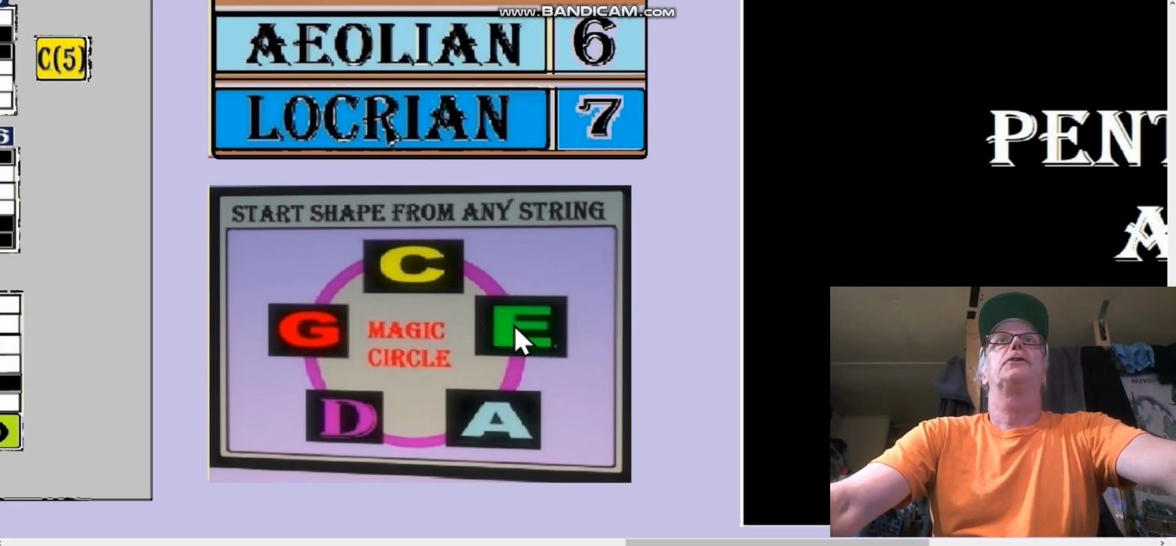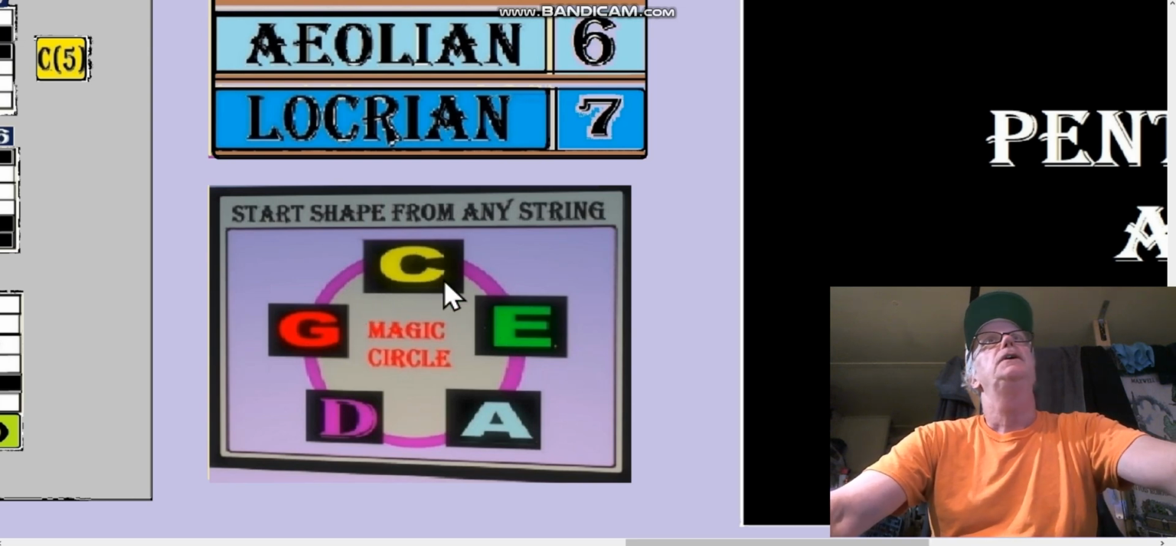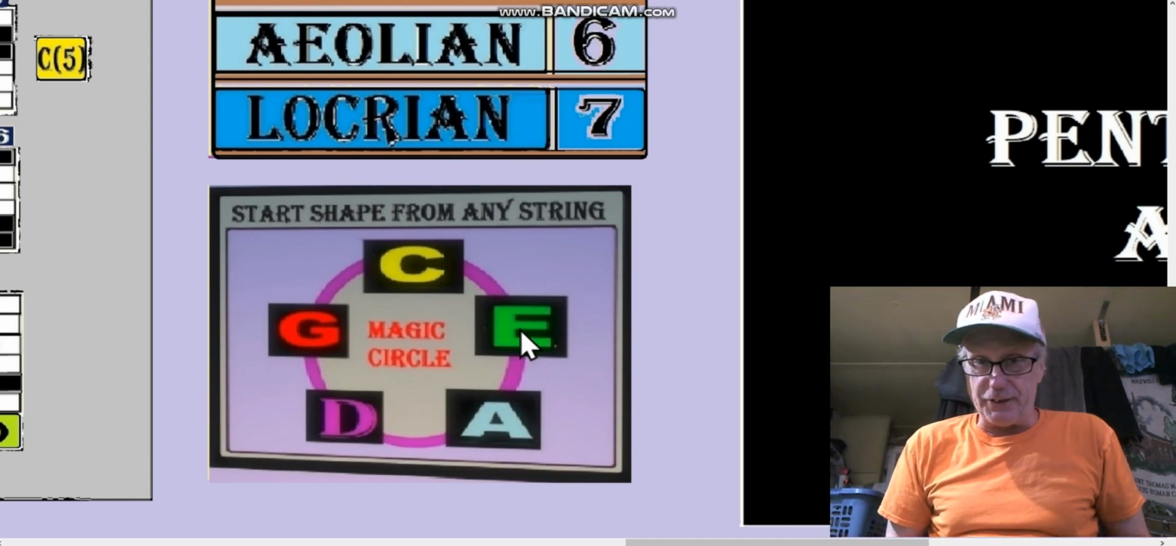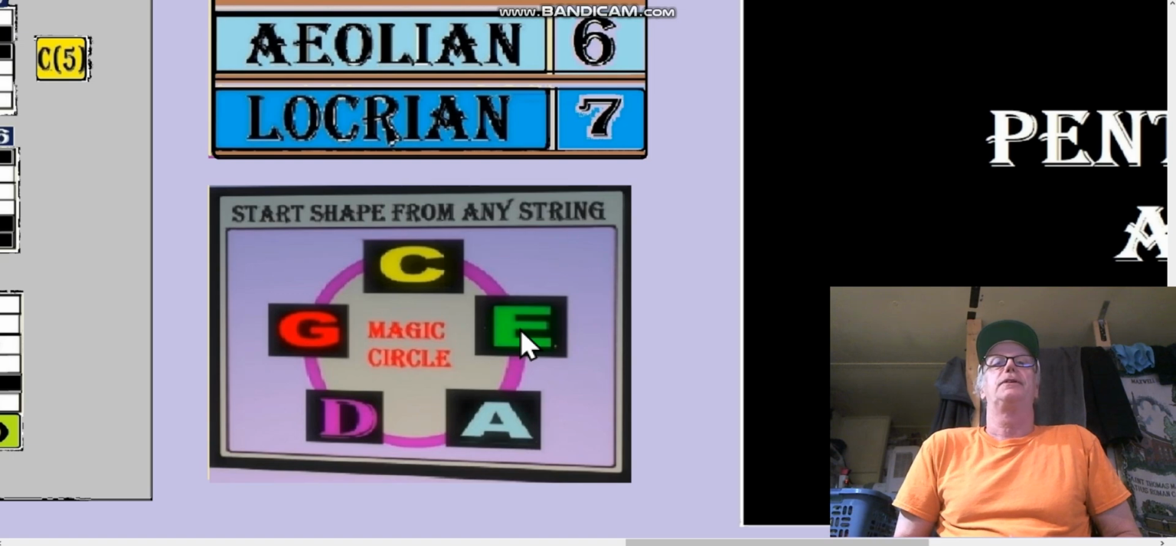With the magic circle, E goes to A is a 4th. A goes to D is a 4th. D goes to G is a 4th. G goes to C is a 4th. But guess what? C goes to E is a 3rd. That's why it's the magic circle, and it's not the circle of 4ths.